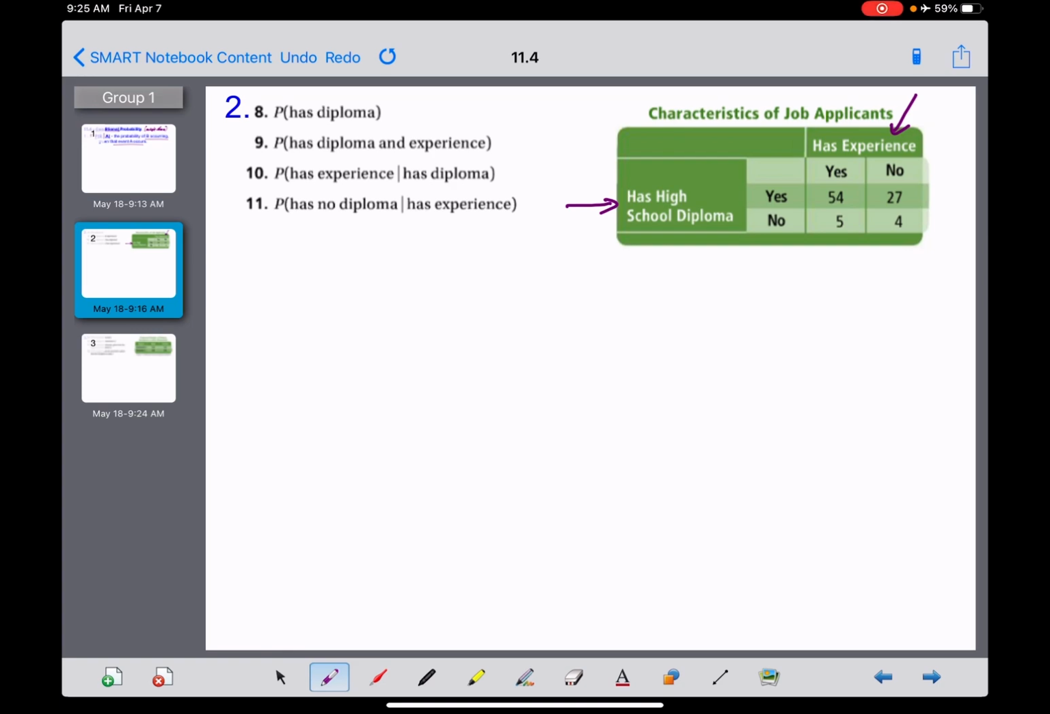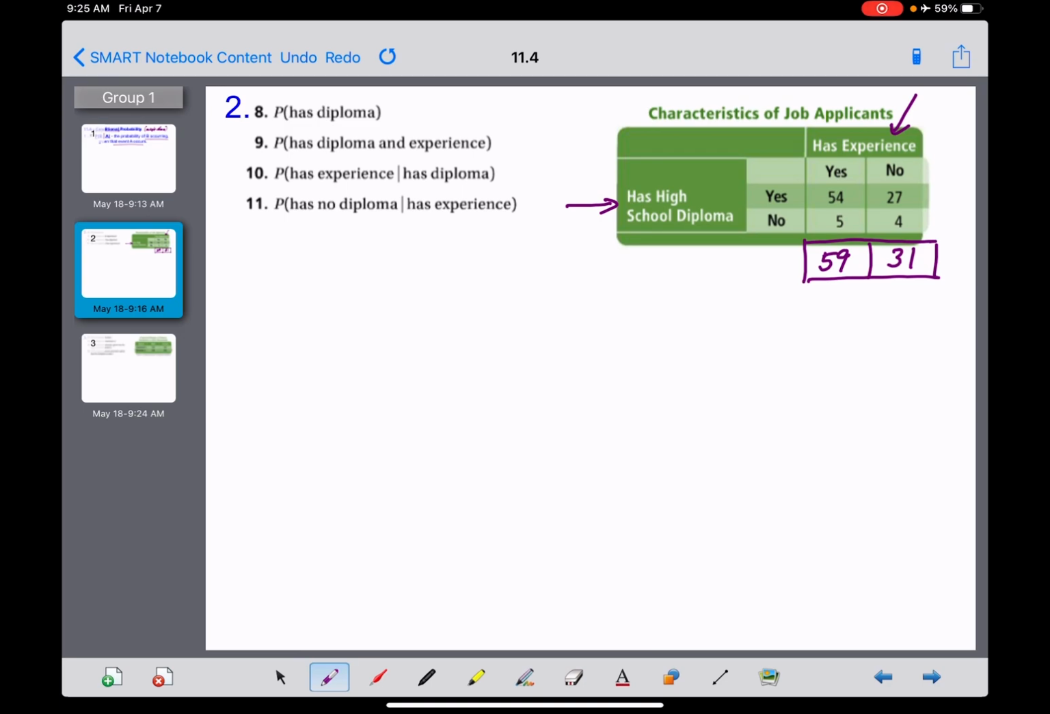Now, the one thing you might want to do here, guys, before you get started is make an extra little row and column on this table that gives you totals. The first thing I'm going to do is add together in this yes column the 54 and the 5, which means there's a grand total of 59 applicants who did have experience. The 27 and the 4 add up to 31 applicants who did not have experience.